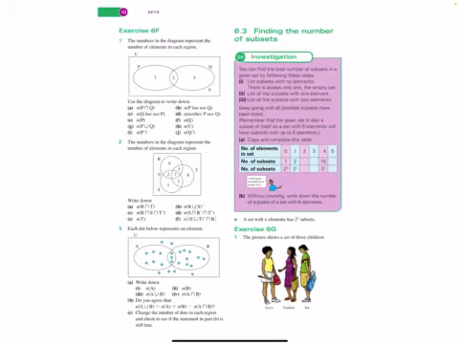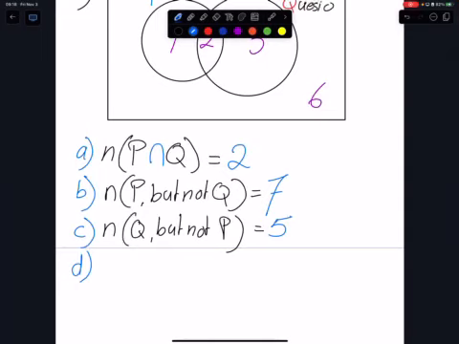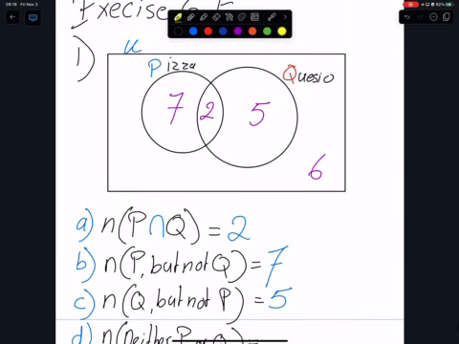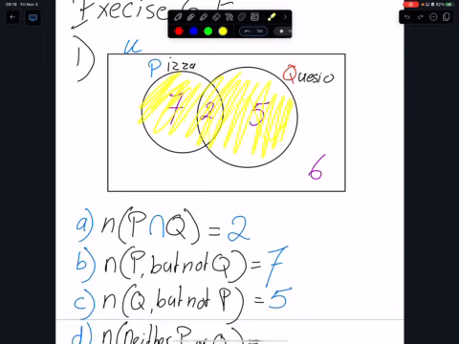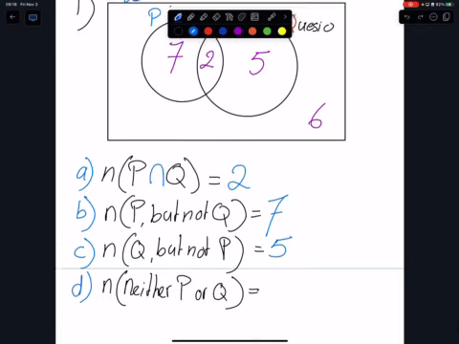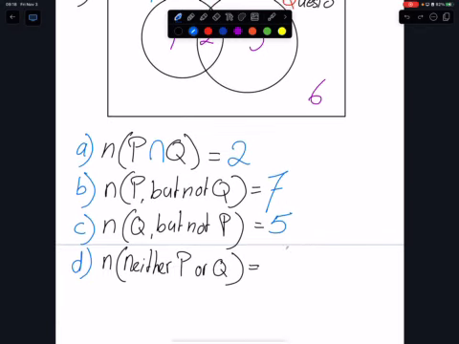Neither in P nor Q. So I need to look for the amount of people who are not in any of the circles, which is easy. It's that person or those persons, which sums up to 6.